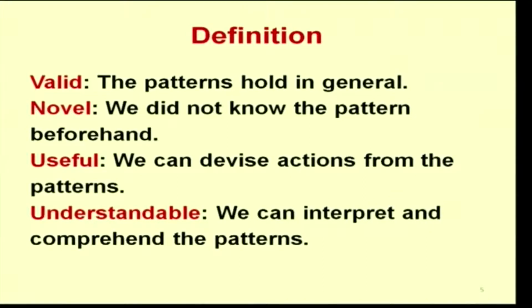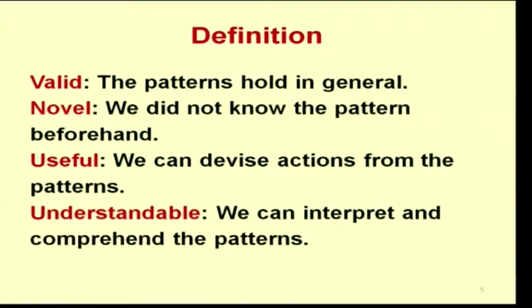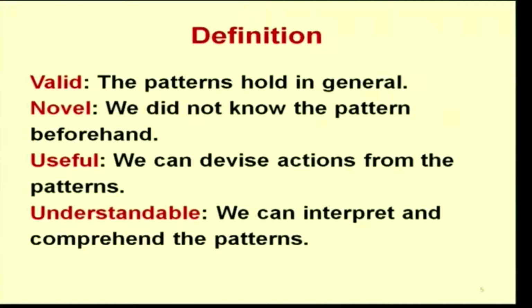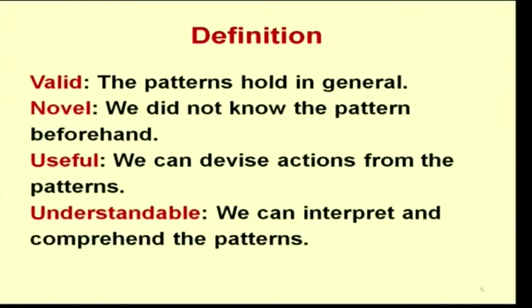Now, let us take each of the words in the definition and explain it in detail. What is the meaning of valid? Valid means the patterns hold in general, that is, it does not hold for only 2 or 3 cases, it must hold a majority of the cases. And then we did not know the pattern beforehand. For example, in the previous case we knew the pattern, so that is not novel. And then finding out these novel patterns itself is not important. Can we make some decisions based on this? And before we make this decision, we should be able to interpret and understand these patterns. So, all these are very important in the definition of data mining.